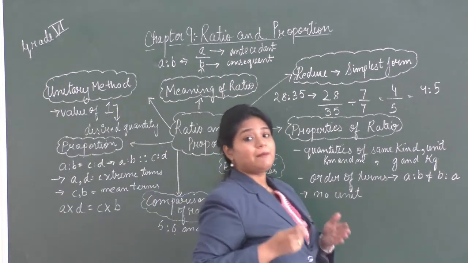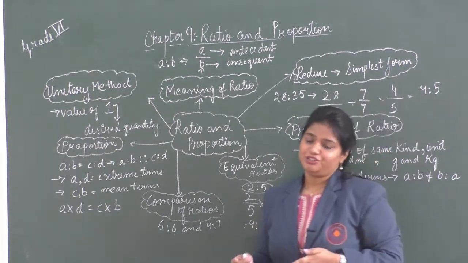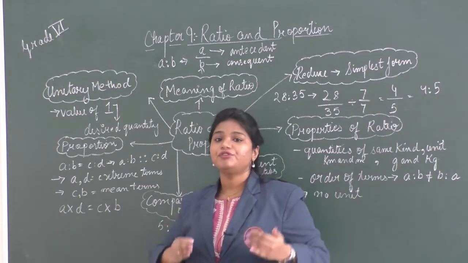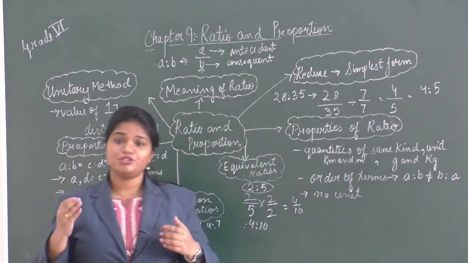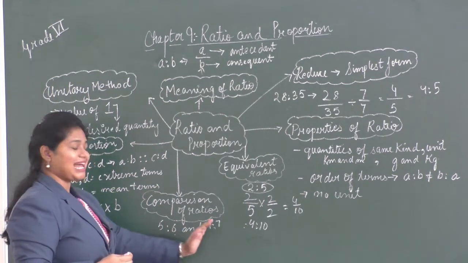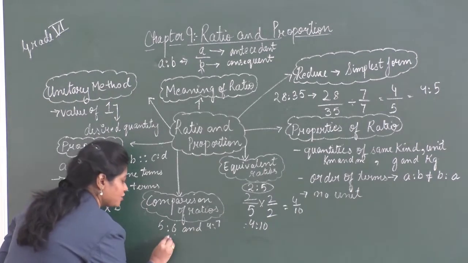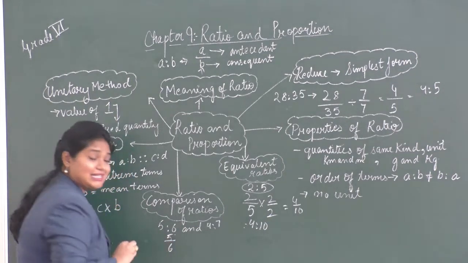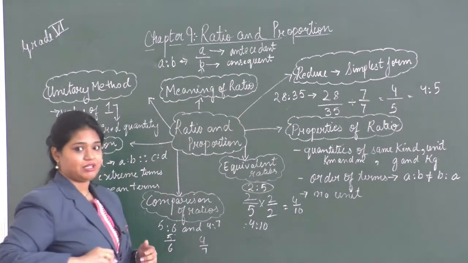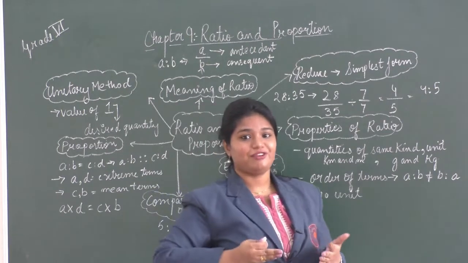Next we learned about comparison of ratios. When we talk about comparison of ratios, here also we will link ratios with fractions. We will first convert the given ratios into the form of fractions. So here we have the ratios 5:6 and 4:7. We will convert them into fractions. So this becomes 5/6 and 4:7 becomes 4/7.